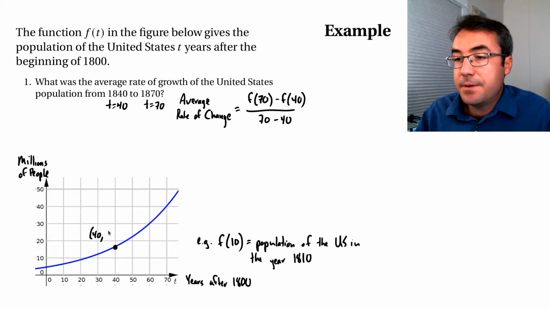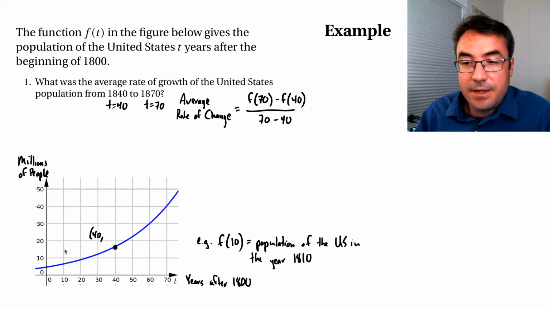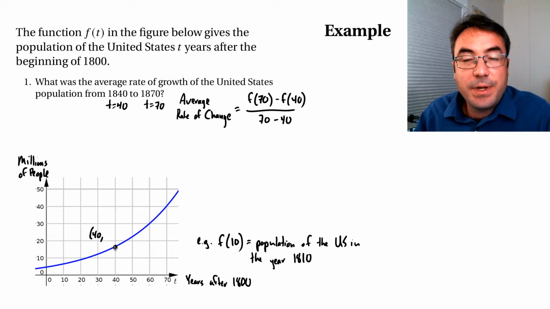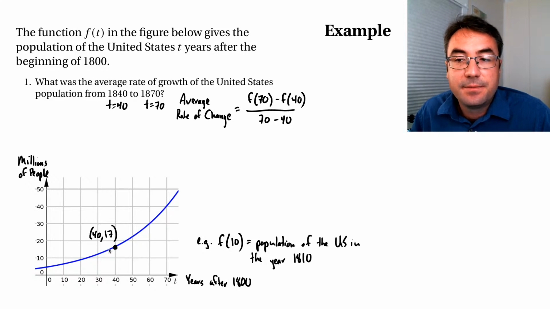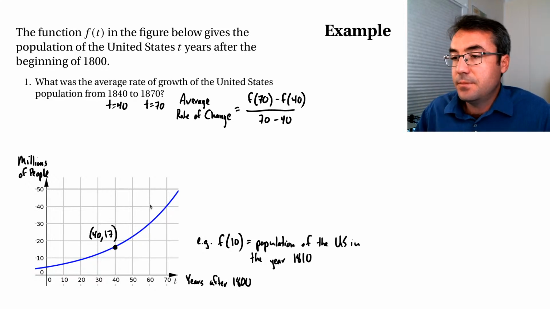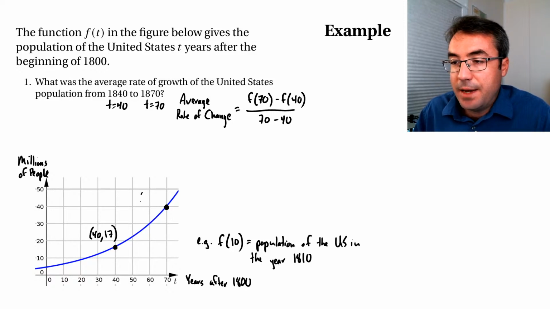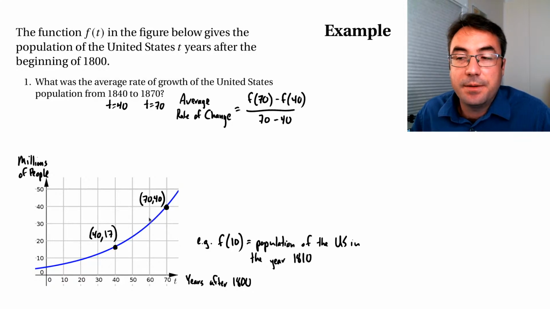So t is 40. And if I was reading this, that point is somewhere between 10 and 20. Looks a little closer to 20, so I might say something like 17. Then same thing at t equals 70, find the point on the graph. And this one actually doesn't look too bad. I might say that happens at 40. So that point would be 70, 40.